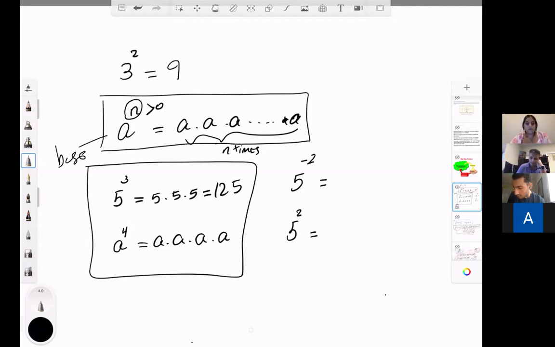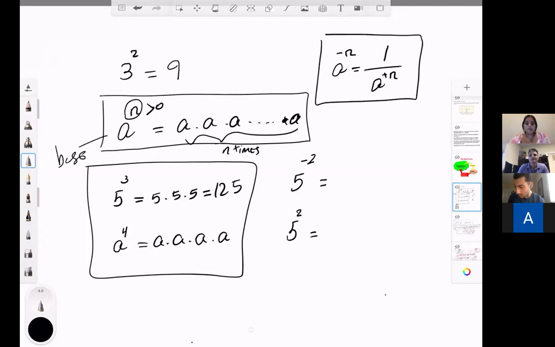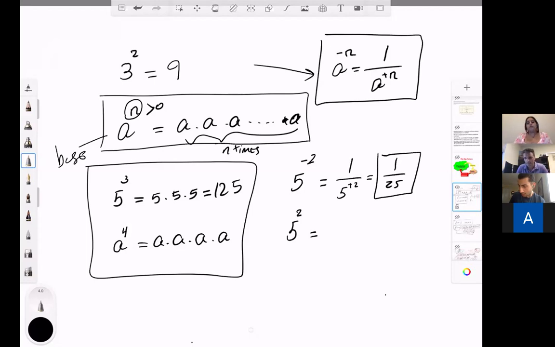So when we have a negative, we learn another property of negative exponent, which is a to the power of negative n. This is the same as 1 over a to the power of positive n. So we need to make it a positive exponent. The first step, I'm going to make this one positive 2. Now when we have a positive exponent, I can say 1 over 25. So the answer is 1 over 25. This is super important. Anytime you see a negative exponent, we make a reciprocal to get a positive exponent.